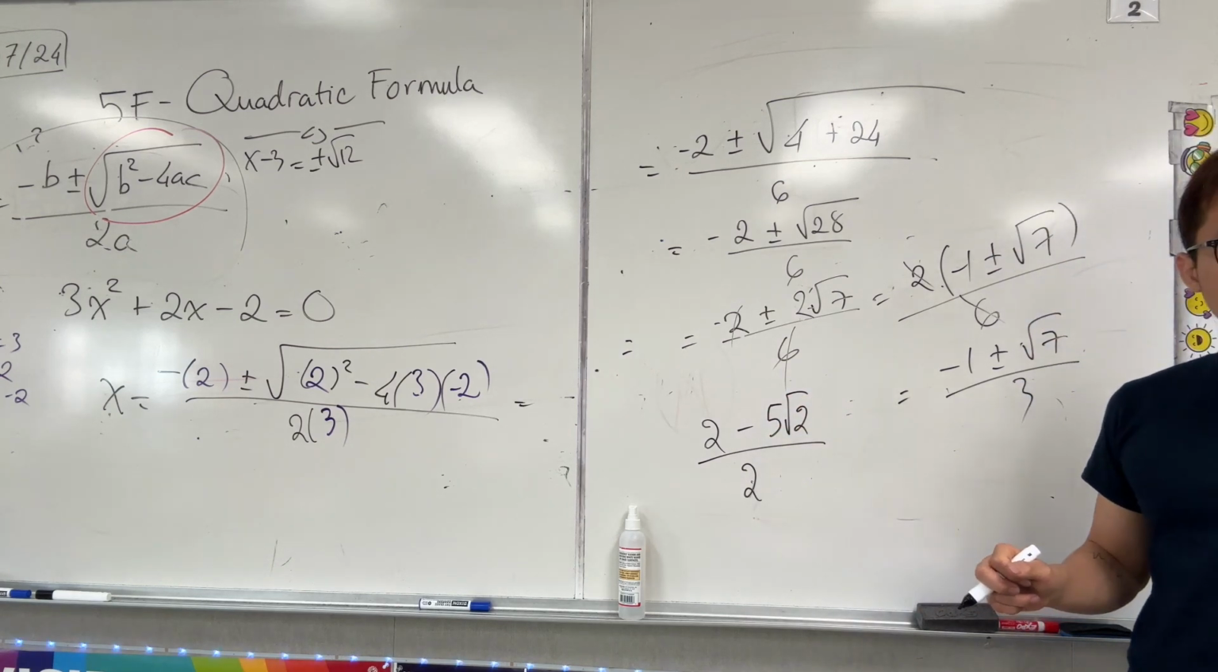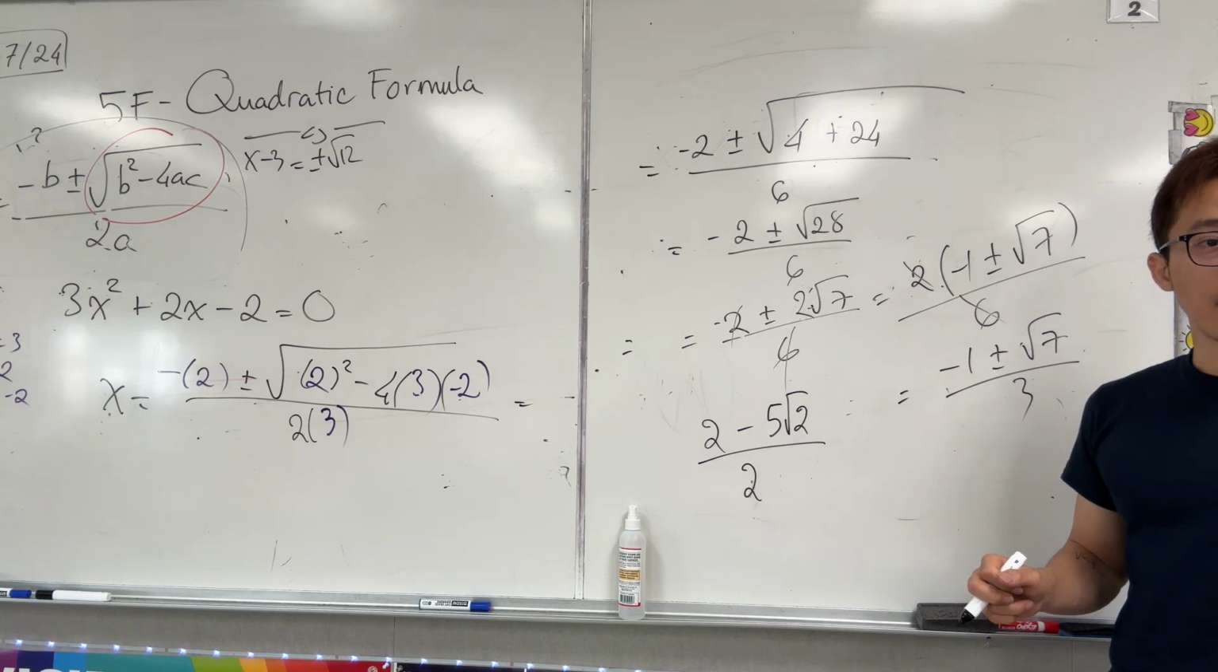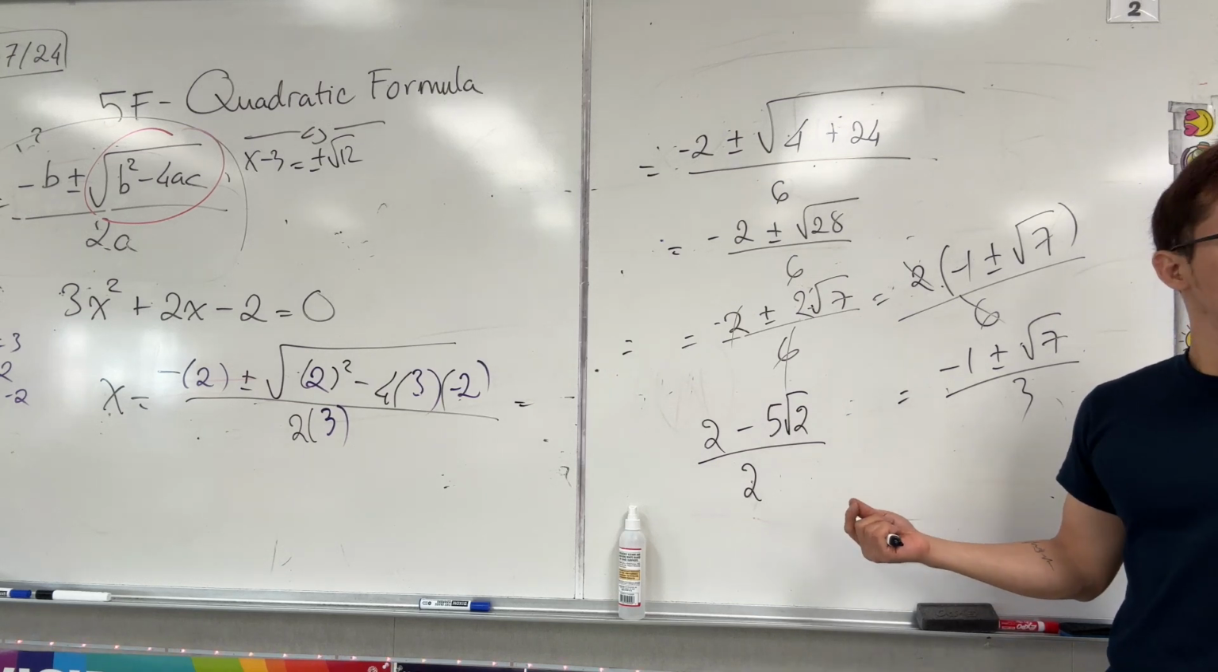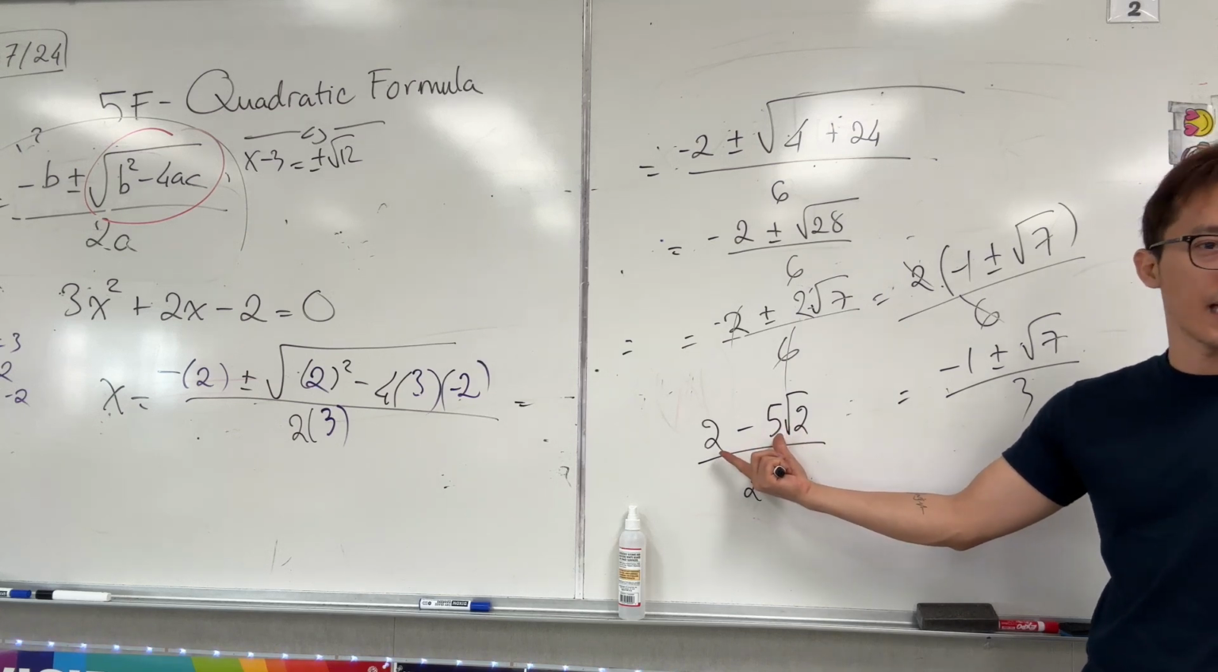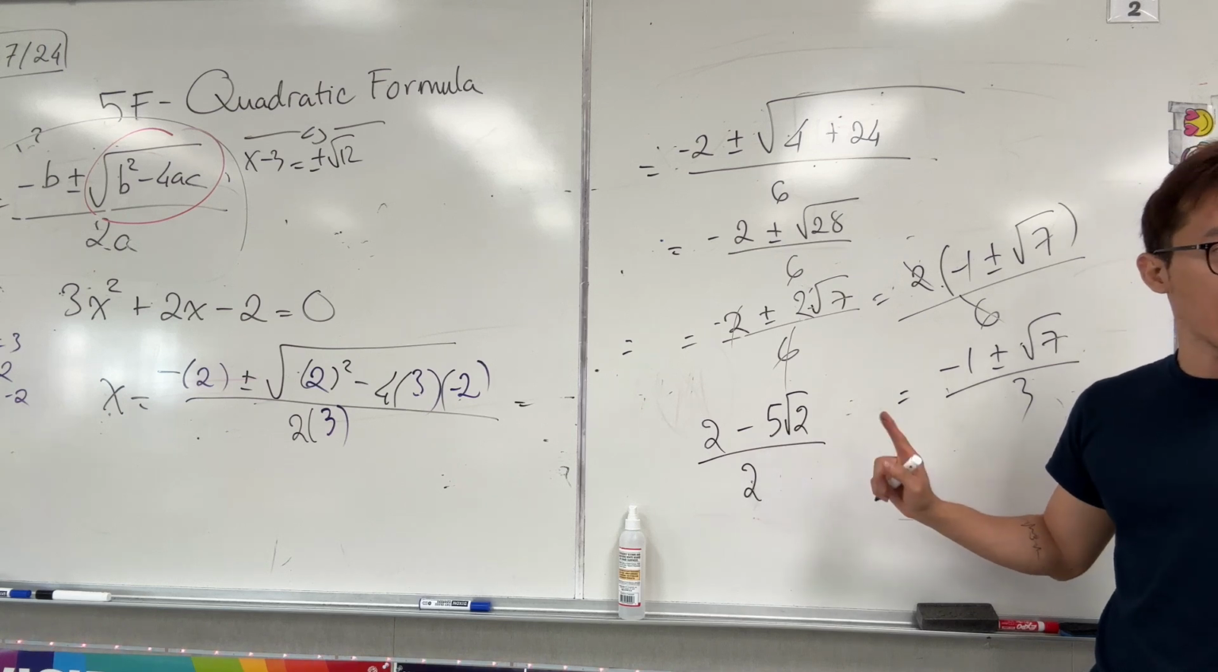Can I simplify this? No. No, right? Why? Because I cannot factor out anything on the top. You can think like this, right? 2 and 5 cannot factor anything out on the top.